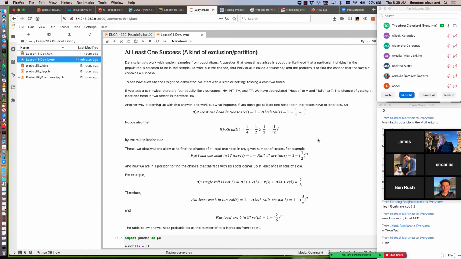So the probability of not 6 is equal to the probability of a 1 plus the probability of a 2 plus the probability of a 3 plus the probability of a 4 plus the probability of a 5, which is 1/6 plus 1/6 plus 1/6 plus 1/6 plus 1/6, which equals, wait for it, drum roll, 5/6. Therefore, the probability of at least 1 six in 2 rolls is 1 minus the probability that both rolls are not 6, or 1 minus (5/6) raised to the power 2. The probability of at least one 6 in 17 rolls is 1 minus (5/6) raised to the power of 17.